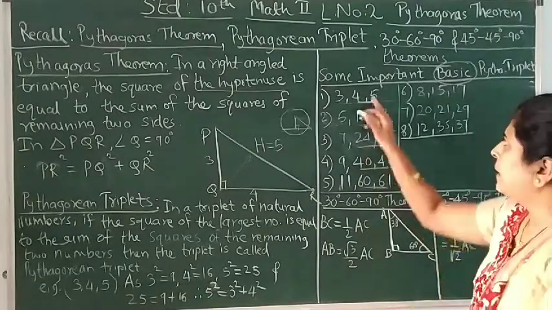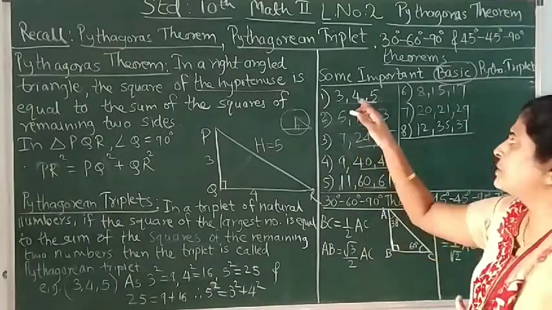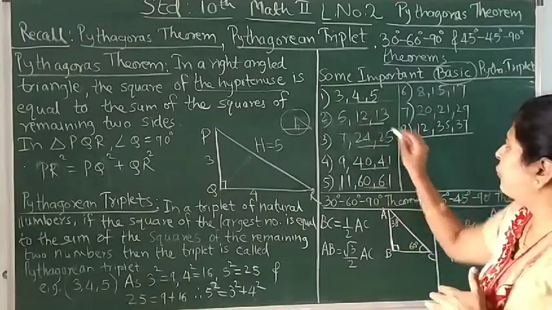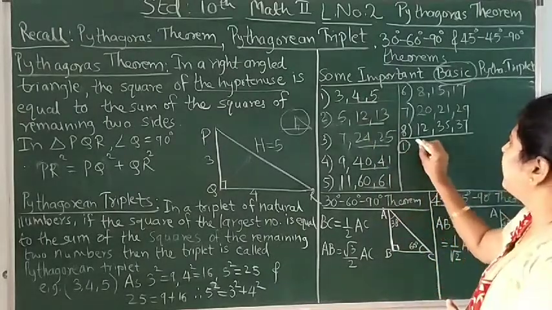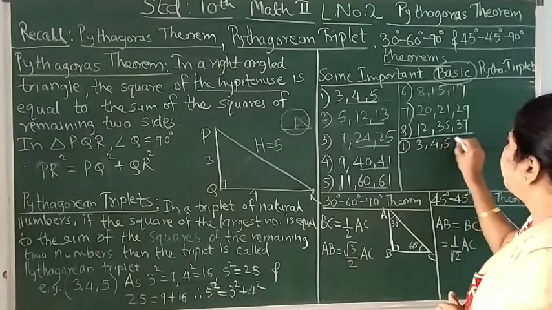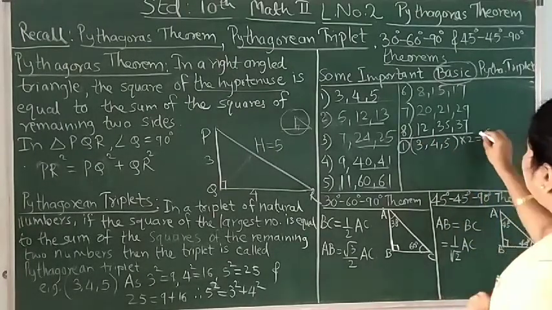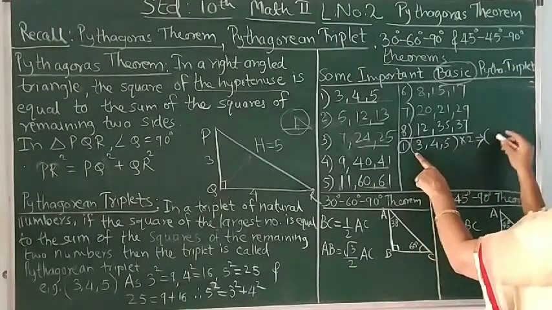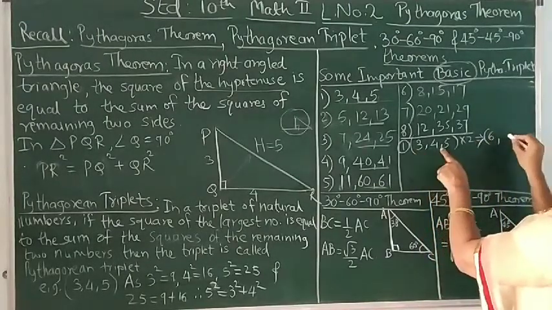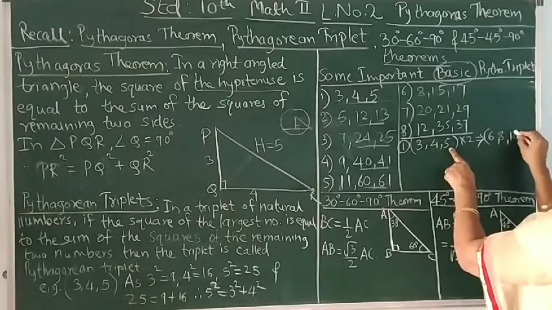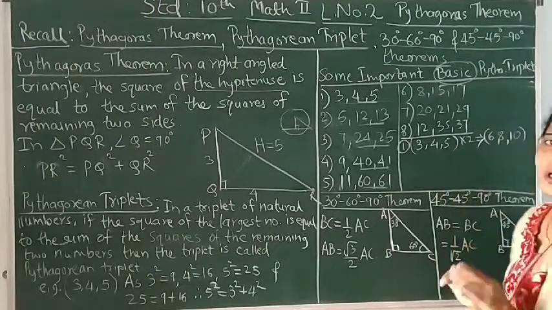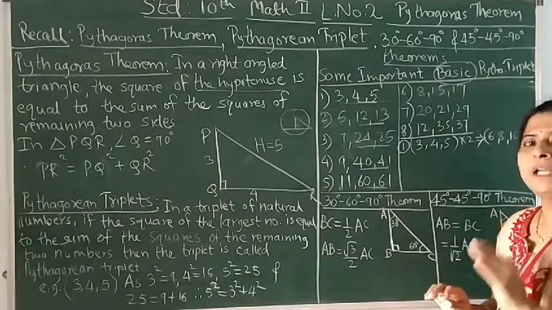For example, the very popularly used in questions, this is 3, 4, 5. Suppose I take this first triplet 3, 4, 5 and multiply this triplet by 2. Now if I multiply here, 3 2s are 6, 4 2s are 8 and 5 2s are 10. Now these 3 numbers also form a Pythagorean triplet.